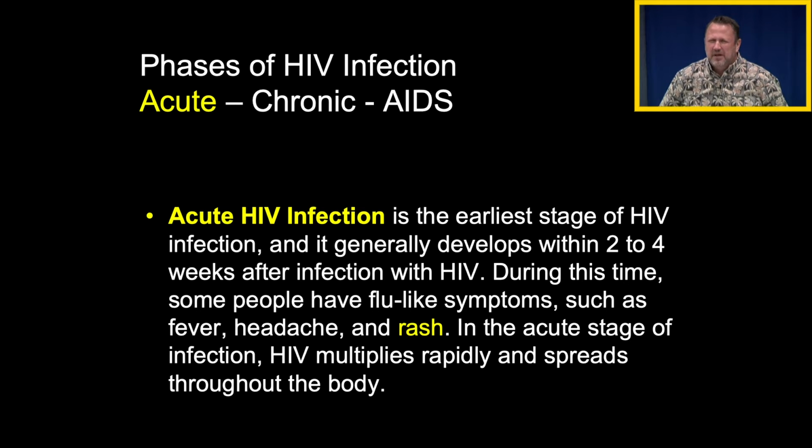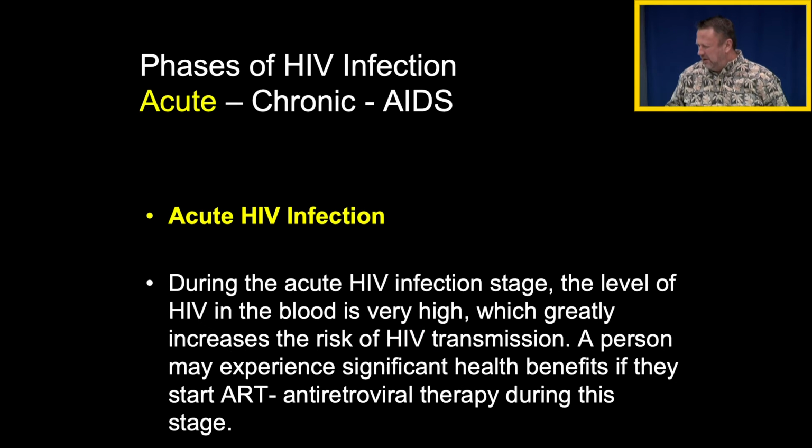During this time, the HIV multiplies rapidly and spreads throughout the body. And during the acute HIV infection, the level of HIV in the blood is very high, even if they're asymptomatic, even if they're not having symptoms from this acute HIV infection. Their viral load can be very high, and they can pass this on to others easily.